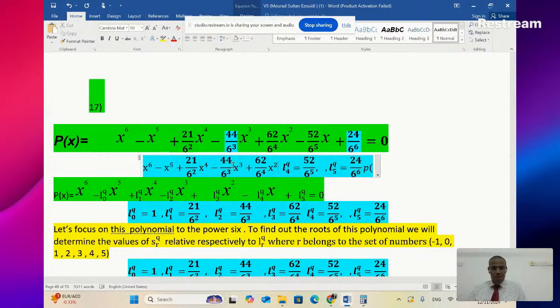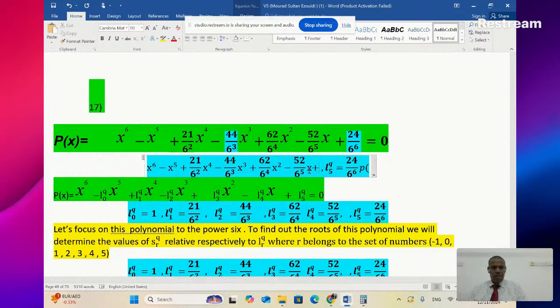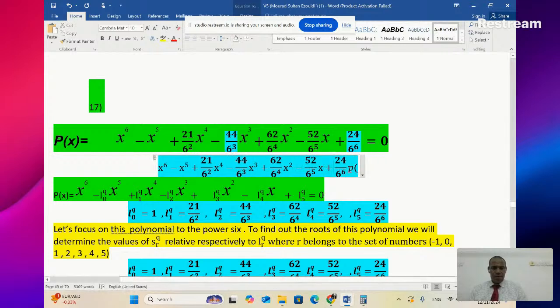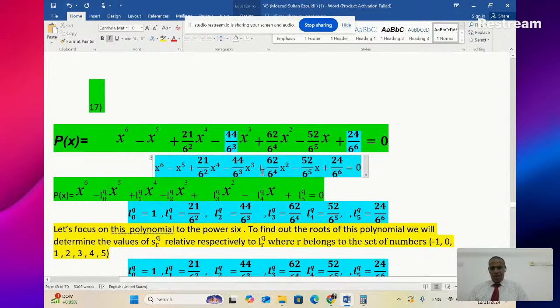Then the last one, minus this one, 52 divided by 6 raised to the power 5, x, minus or plus, of course. I will erase this one. So this is the equation. Okay, this is the equation now.